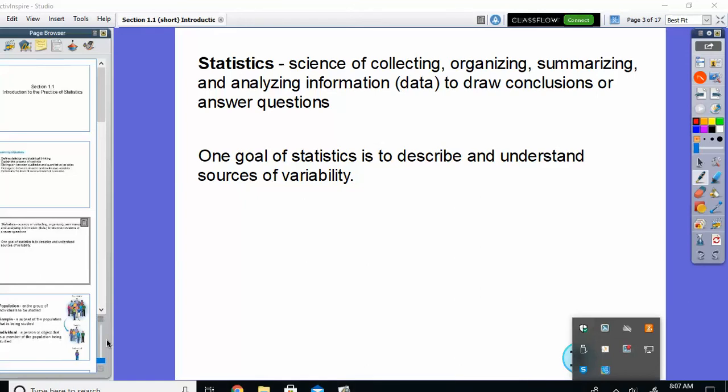Then an individual would be one person. So if I ask Sarah, were you ready to come back to school? No. So Sarah is my individual. She is only one. Then if I ask the whole class and I got 5 yeses and 10 no's, that's my sample. And the population would be if I asked everyone in the high school and I got 150 no's and 100 yeses. Does that make sense?